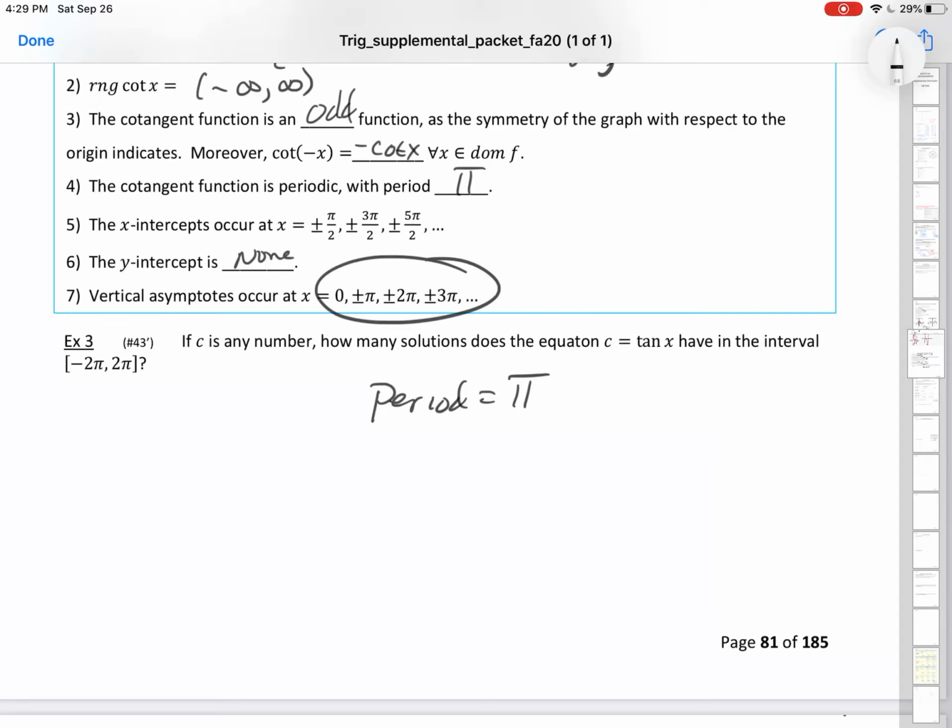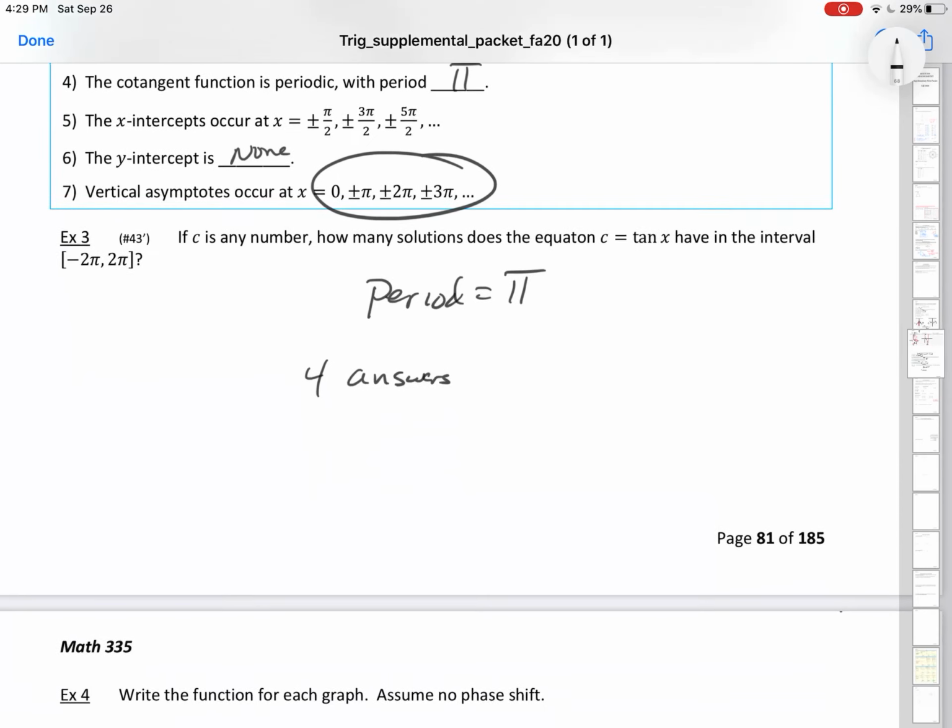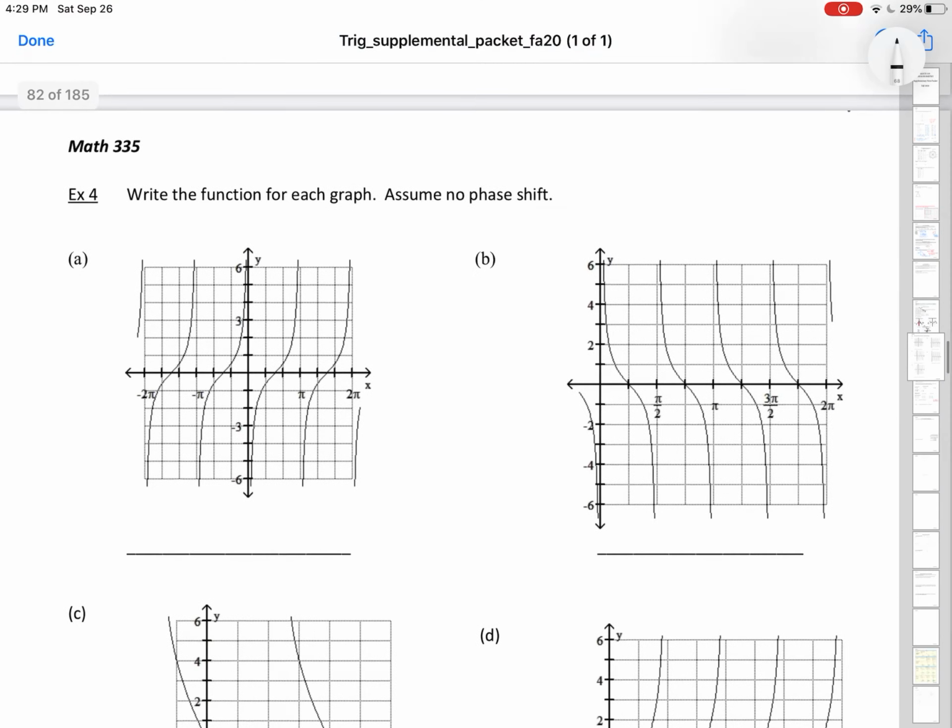So how many pi's are there as we go from negative 2 pi to 2 pi? As you go from negative 2 pi to 2 pi, there's 1, 2, 3, 4. There's going to be 4 answers because you covered a 4 pi period coming through there. You could see it on the graph, but just intuitively knowing what the period is, you can get that.